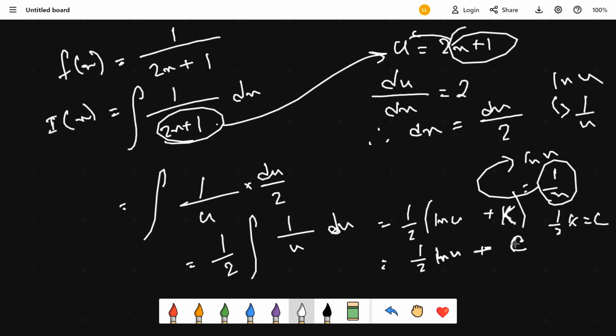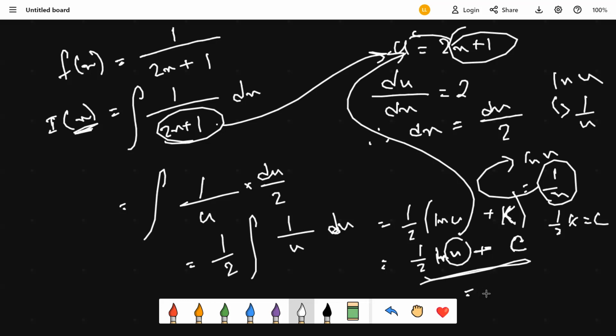But wait, we are still not done. Why? Because they asked us to find the function or integration value with respect to x. But what have we found here? The integrated expression with respect to u. That means we have to get rid of this u and introduce some x here. But how do we do that? Simply substitute this u with 2x plus 1. It's the same substitution we are doing here.